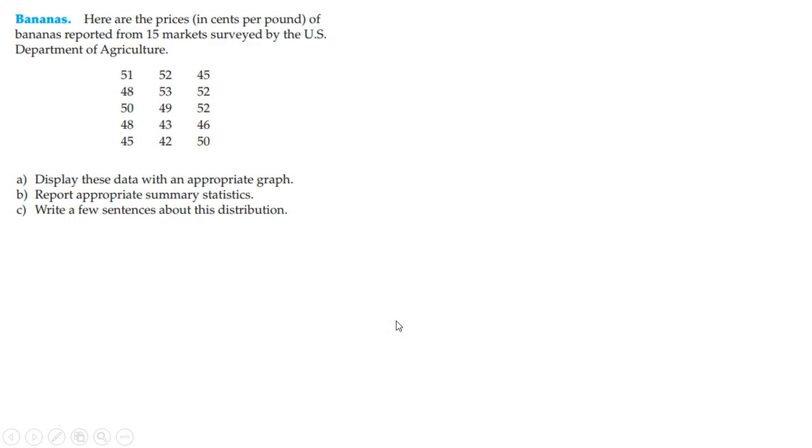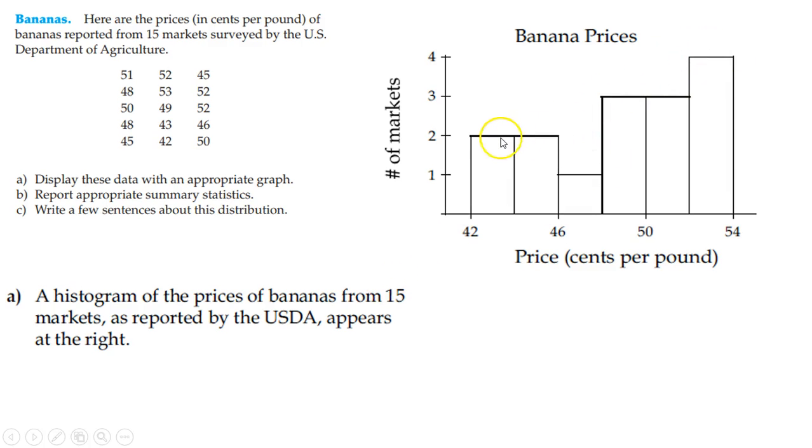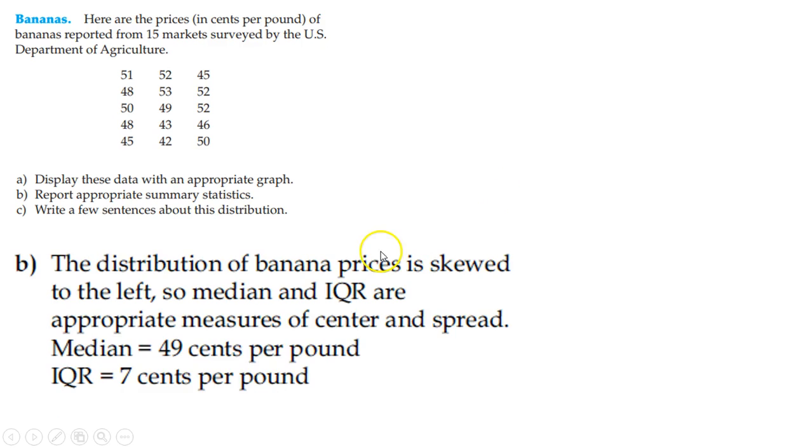Got it? All right, and it says report the appropriate summary. It says the distribution of bananas is skewed to the left. I mean, it does look kind of like it could be skewed to the left, not drastically, right? But it is, I guess, skewed to the left. And it says, so the median and interquartile range are appropriate here.